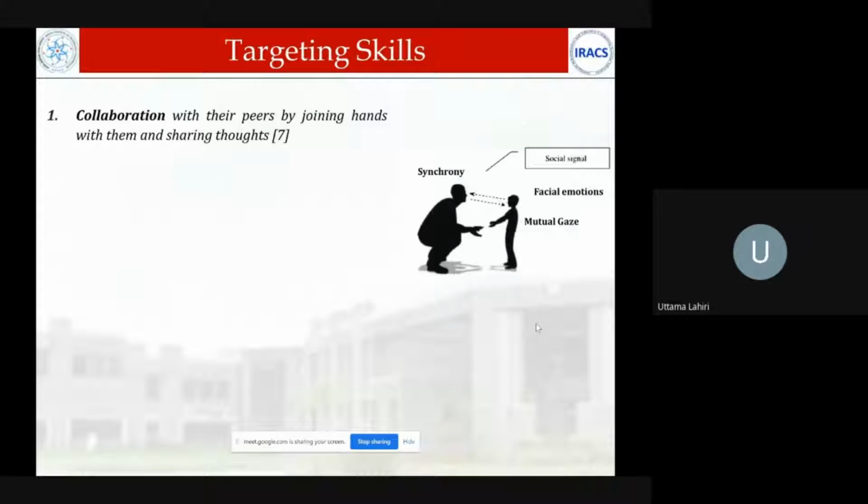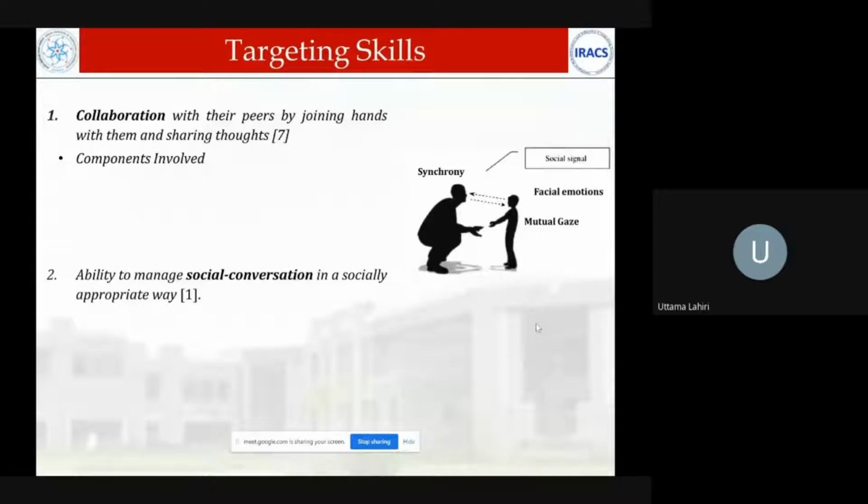So there are two main skills which one needs to target, particularly for these children with autism. One is collaboration with their peers, such as by shaking hands or sharing thoughts, and the other is to manage social conversation in a socially appropriate way. By socially appropriate way, I mean that there should be reciprocation, turn taking, identification of facial emotional expressions, proper interaction, free flow of thoughts, and understanding others' thoughts as well.